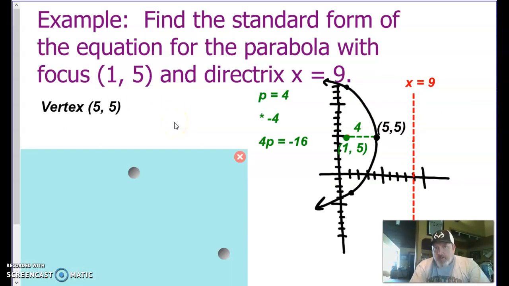All right, again, standard form of the equation for the parabola. We got a focus at (1, 5). So our focus is right here at (1, 5). We got a directrix at x equals 9.